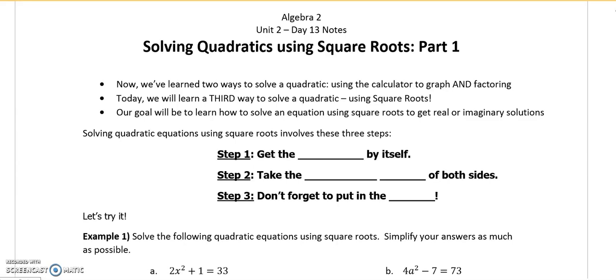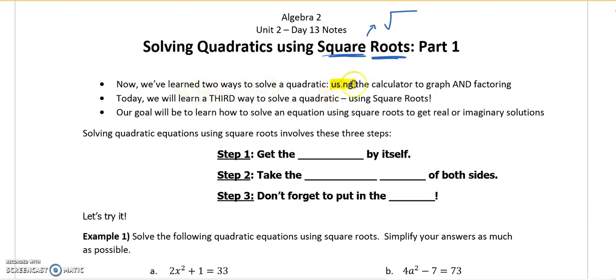Musoff, and we are going to learn a third method today for solving a quadratic equation, and that method is using square roots. Remember, a square root, that's this thing? Alright, so that's what we're going to learn today. Now, we've learned two methods already.